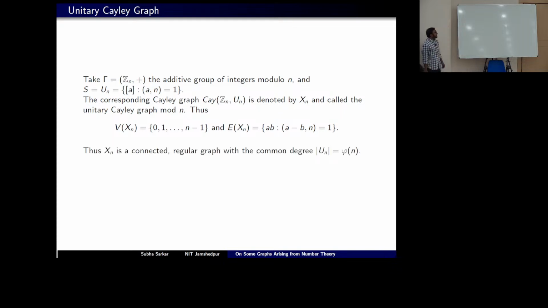It is a regular graph with common degree the number of elements of S, which is nothing but phi n, the Euler totient function, because that is the cardinality of the unit group. Now if n is equal to a prime p, then the common degree is phi p, which is p minus 1. So we get a complete graph. If n is prime, the unitary Cayley graph Xp is p minus 1 regular, therefore a complete graph.